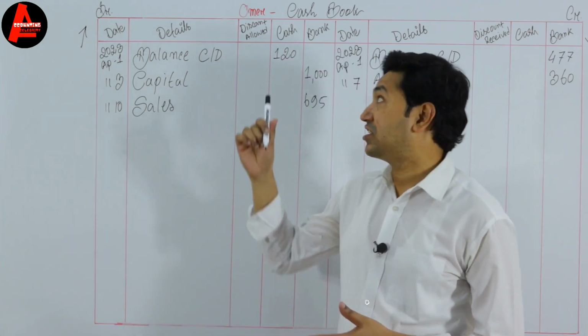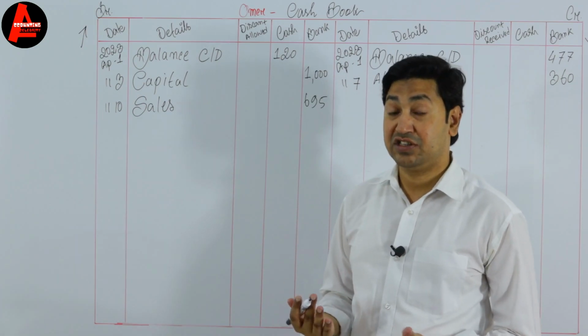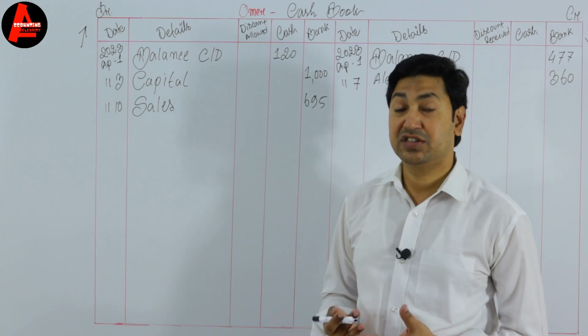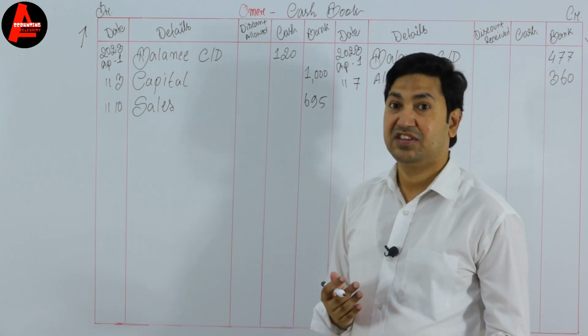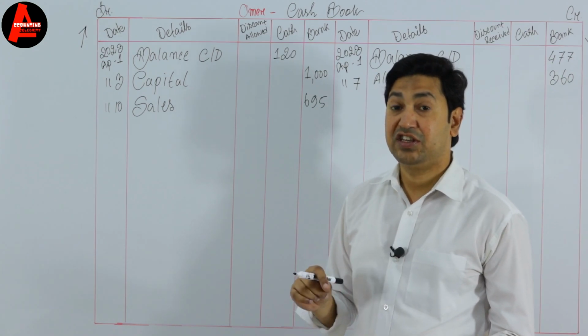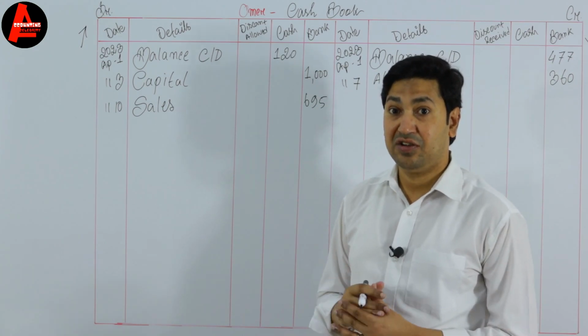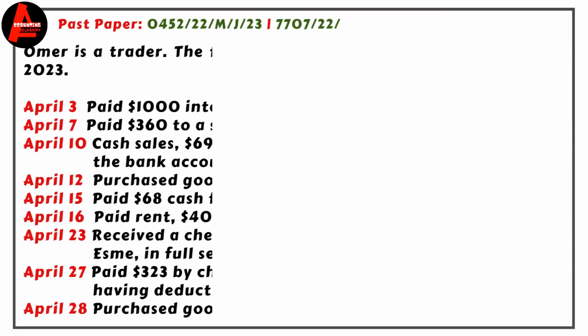It is a cash book, okay? So all cash-related and bank-related transactions will appear in this account. This transaction happened on credit, which means there is no relation to cash or bank with this transaction. So we will skip this one, okay?